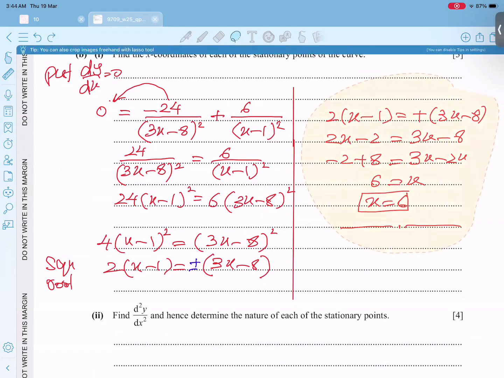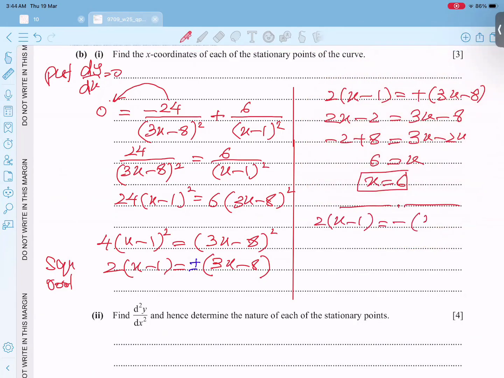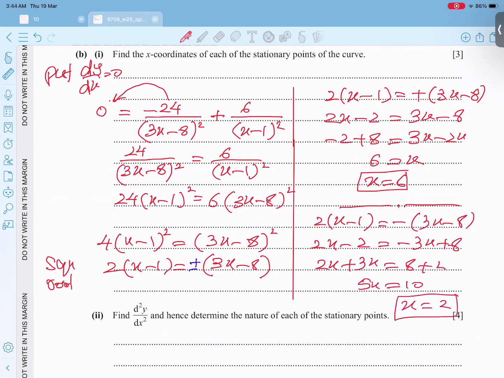Check it once again. 2 times (2x minus 1) equals negative (3x minus 8). Sorry, 2x minus 2 equals negative 3x plus 8. And 3x comes this side and 2 goes on the other side. I got 5x equals 10 and x becomes 2. And he was asking us to find the x coordinates of each. So I hope the concept of the question is very clear.